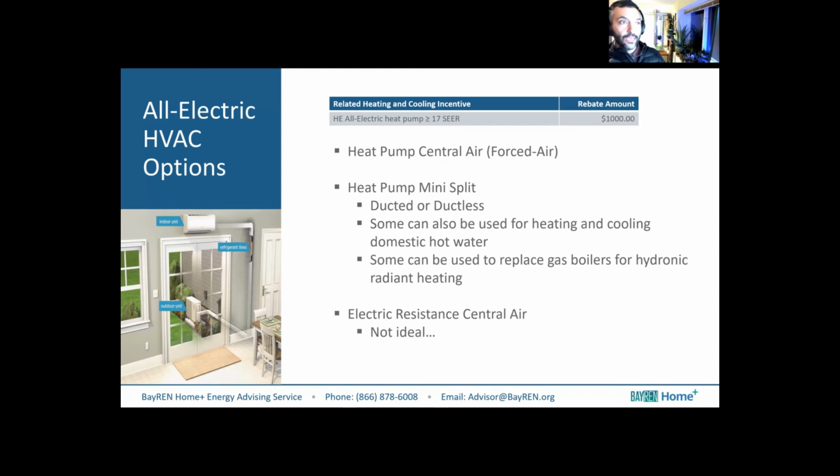So instead of using 100% of the energy, maybe now it's using only 25% of the energy it would have used with an electric resistance. So they're far more efficient. Go for a heat pump for anything right now in this era.